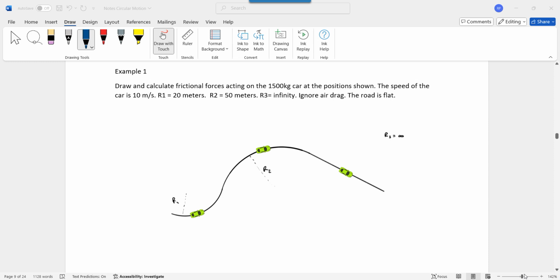I'm making this video to walk through example 1 in our notes about centripetal acceleration and centripetal forces. What we're looking at is a car driving along this curvy path. For the sake of this example, imagine the road is level and the car is moving at a constant speed of 10 meters per second, which is not changing. Now, we're going to draw and calculate frictional forces acting on the car at the positions shown.